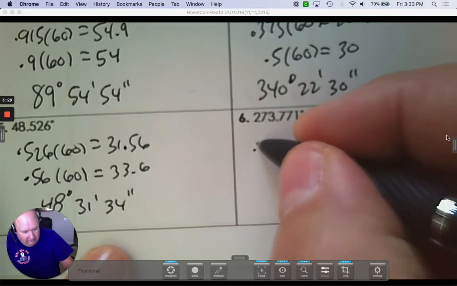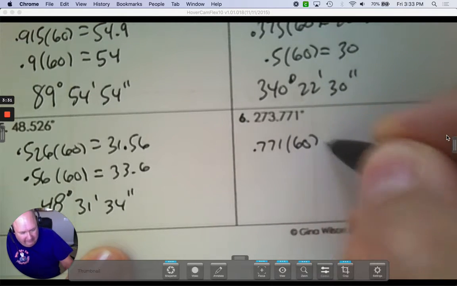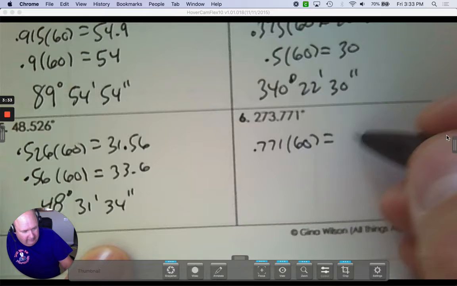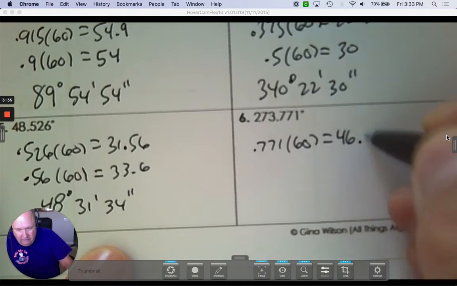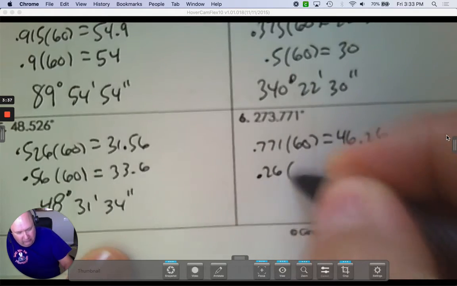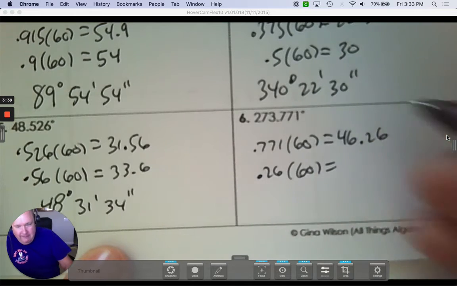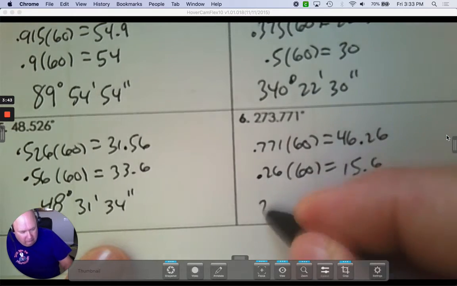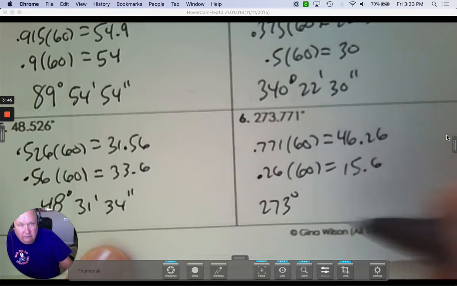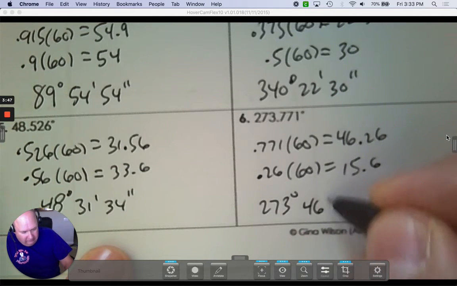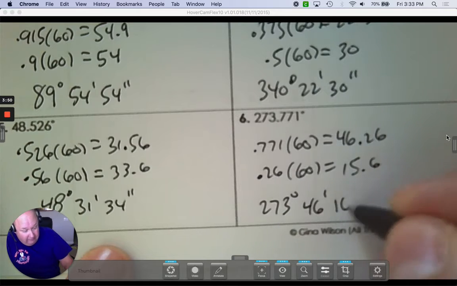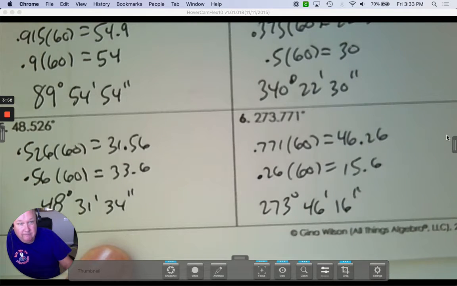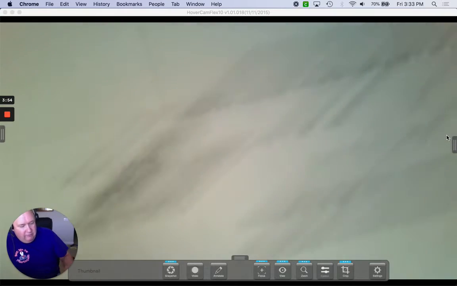Number 6, we have 0.771. We're going to multiply that times 60. So that gives me 46.26. Take 0.26 again times 60. That gives you 15.6. And then those are the numbers we're going to use. So 273 degrees, 46 minutes, and round up, that's 16 seconds. All right, turn the page.